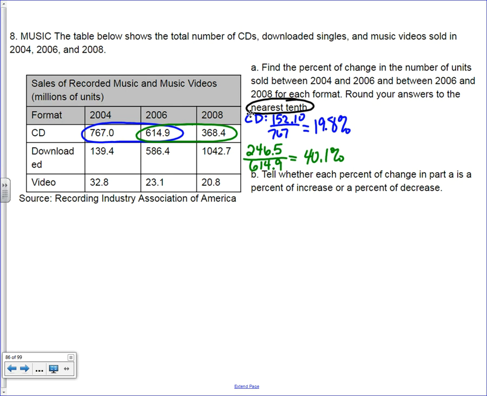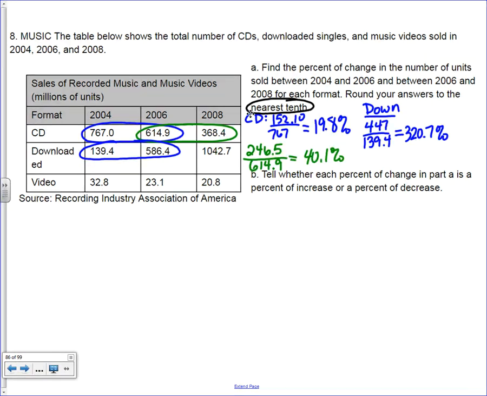All right, let's go ahead and do downloaded. Okay, downloaded for 2004 to 2006. To find the change there, you will subtract those, and you should get 447 divided by the original, which is 139.4. If you divide those, you should get 3.207. Now, if you move that decimal place, you get 320.7%. So that went up significantly.